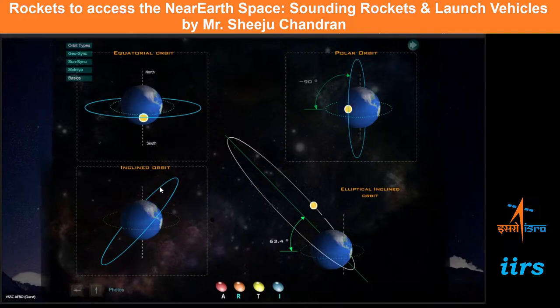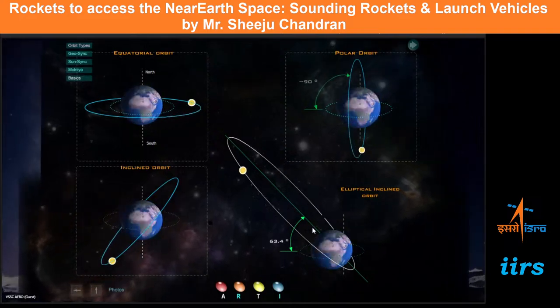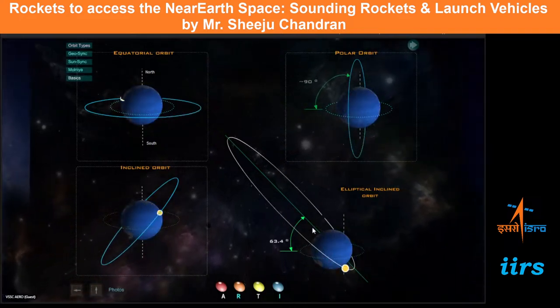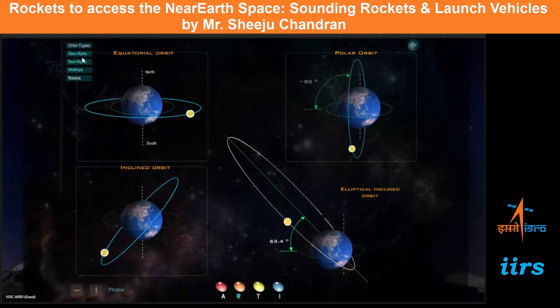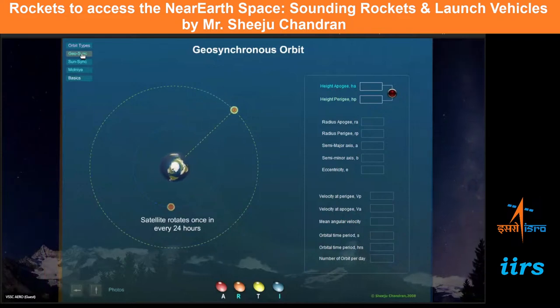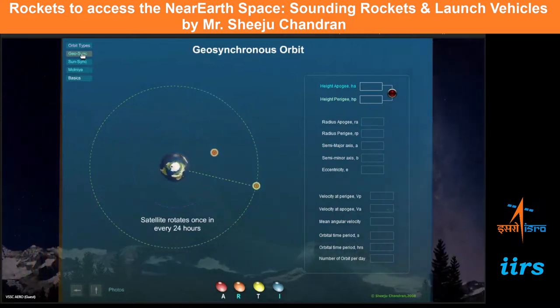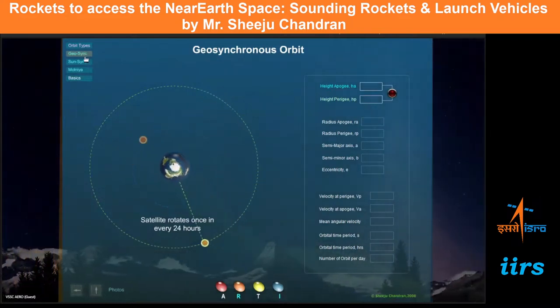There are so many other orbits called inclined orbit, and there are some special orbits called Molniya orbit, which are used by the USSR and by the Russians. We won't go into the details of those. And one point is very interesting. That is what we call the geosynchronous orbit. Geosynchronous orbit is very simple in principle.